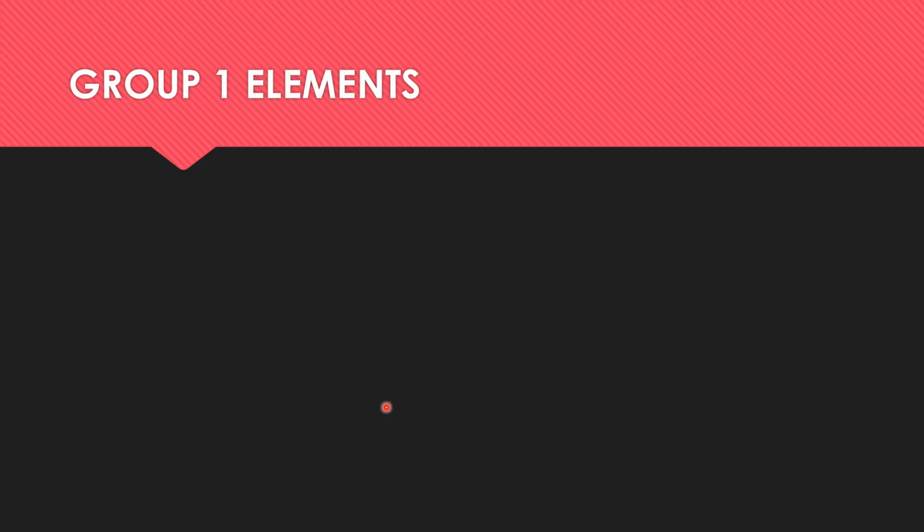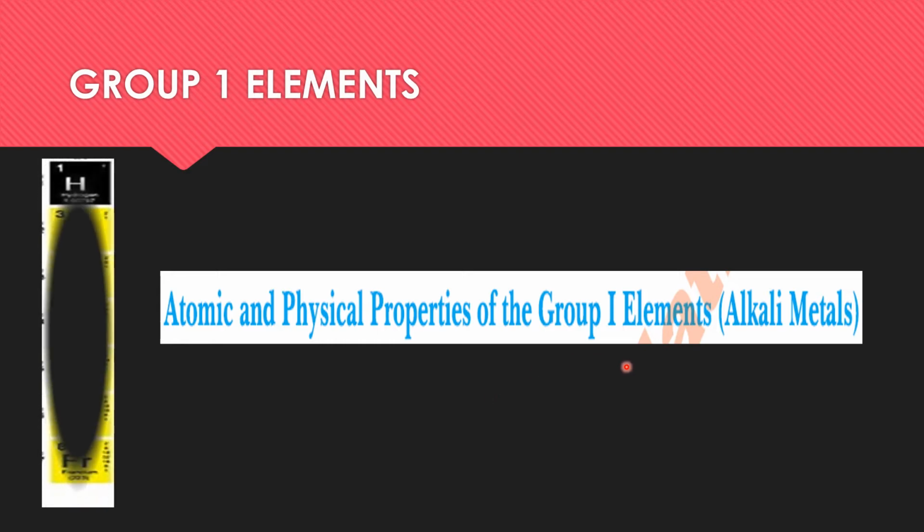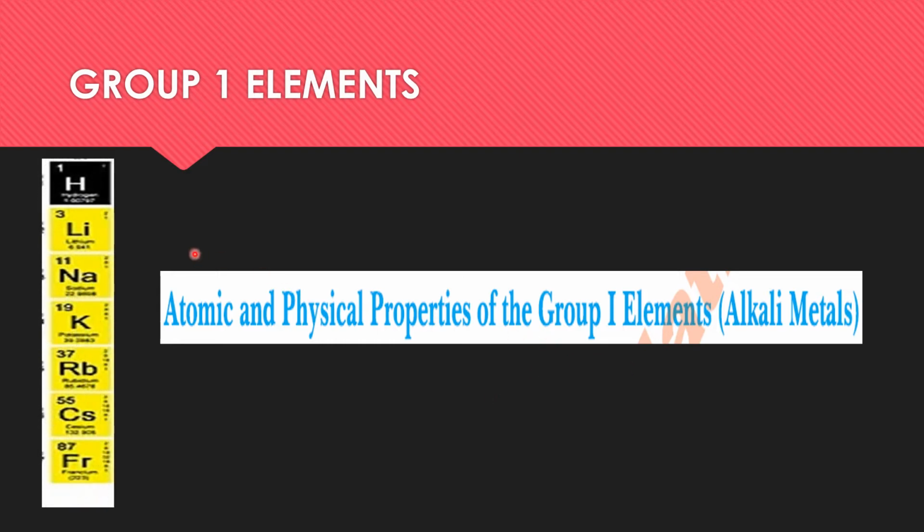And in this lecture we will learn about the first group elements, and first group elements are also called the alkali metals. This group comprises hydrogen, lithium, sodium, potassium, rubidium, cesium and francium. All these are called the alkali metals except hydrogen, because hydrogen is a non-metal. It is not considered as a metal. From lithium up to francium, the elements are called the alkali metals.